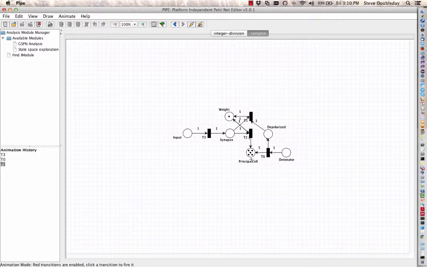What we've seen in most of these places had 0 or 1 tokens, which maps easily to computer science notions of gates being on or off. The principal cell was an exception to that. It has 5 tokens, and the obvious interpretation there is that more tokens represents more signal. It could represent a higher firing rate, or just a greater degree of depolarization, perhaps sufficient to cause the action potential to be generated.